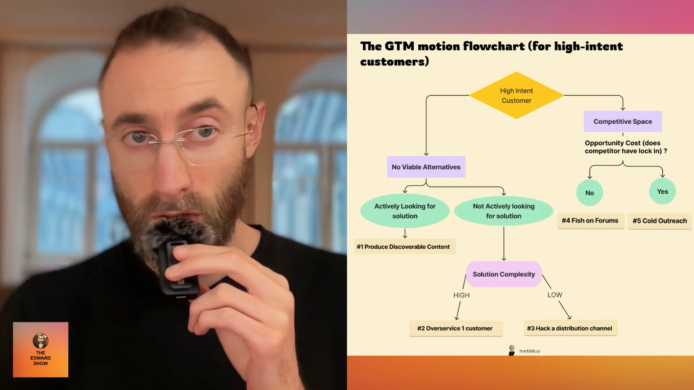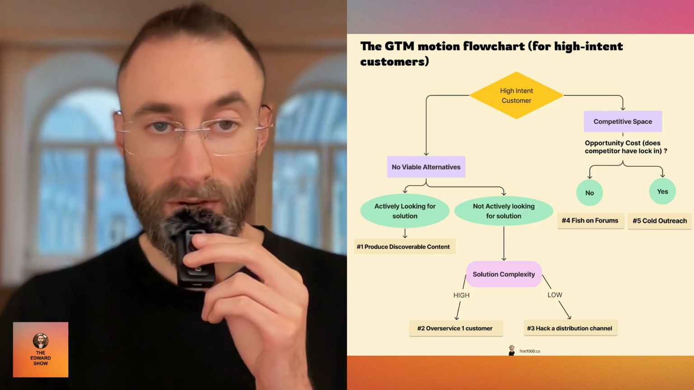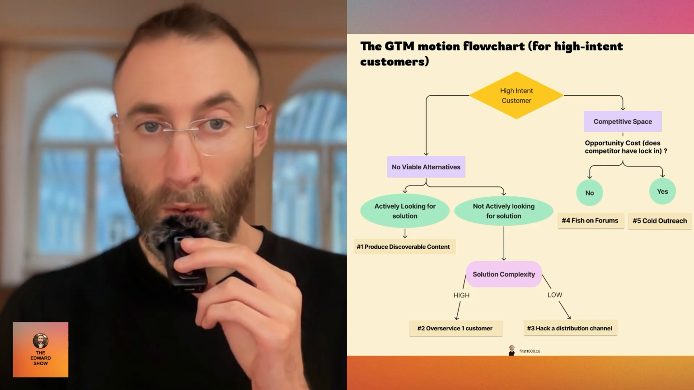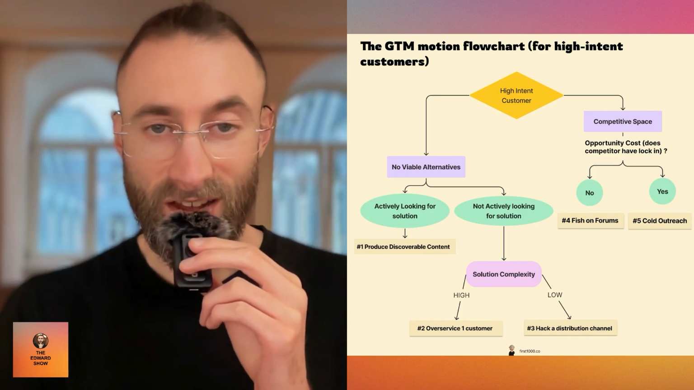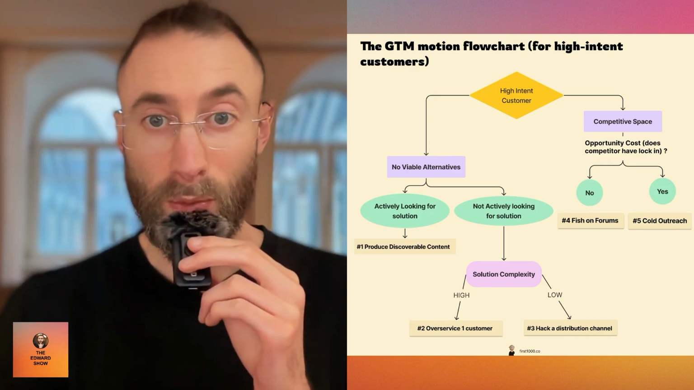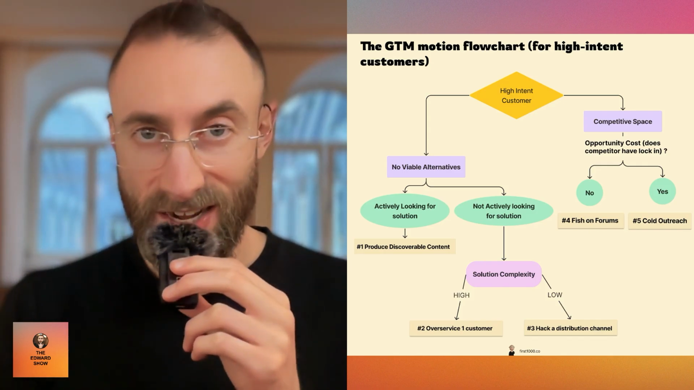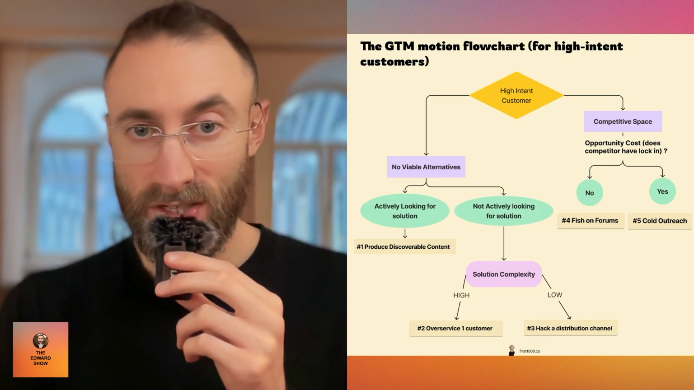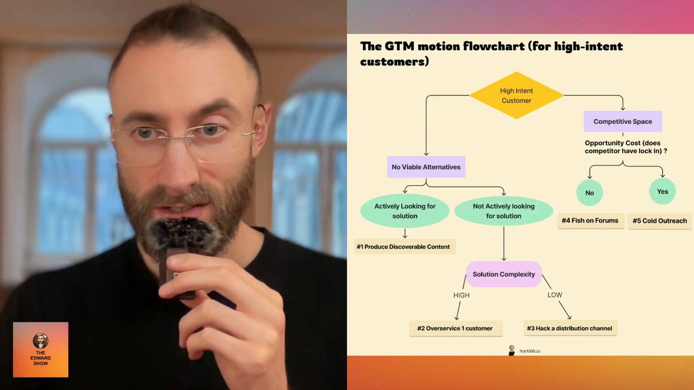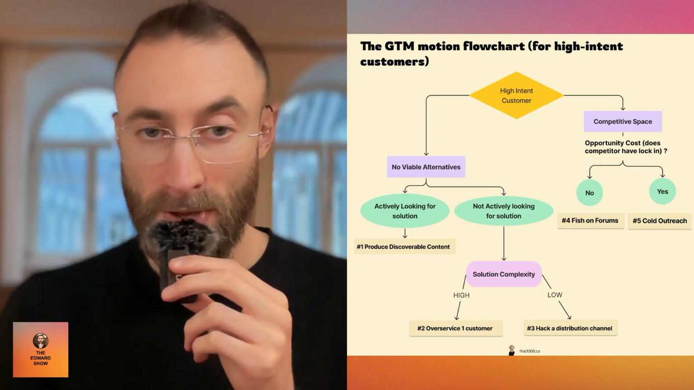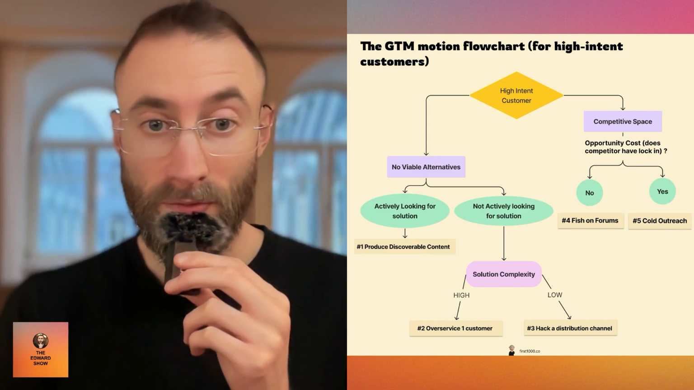And in this flowchart, from the First 1,000 newsletter in this article, we have the go-to-market motion flowchart for high-intent customers. We start with a high-intent customer. So they're either going to go to the right, which is into a competitive space. And then the next question is, is there an opportunity cost? Is the customer locked in with a competitor? If the answer is no, they're going to fish on forums.